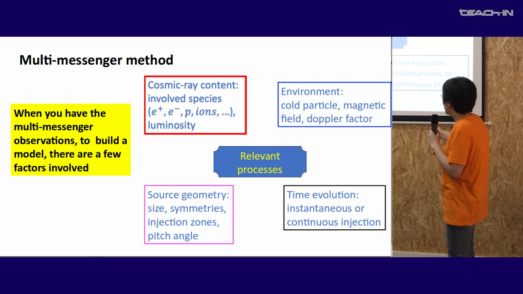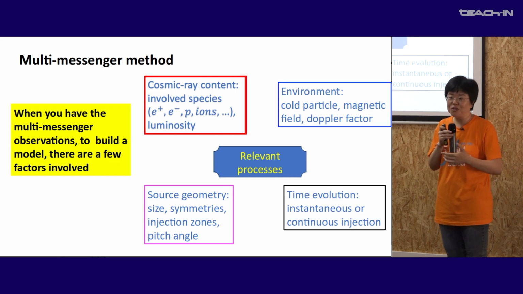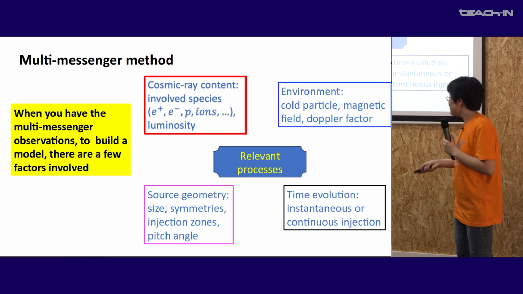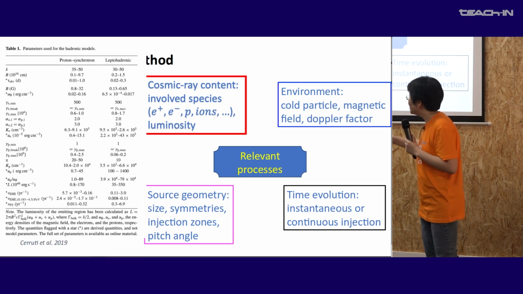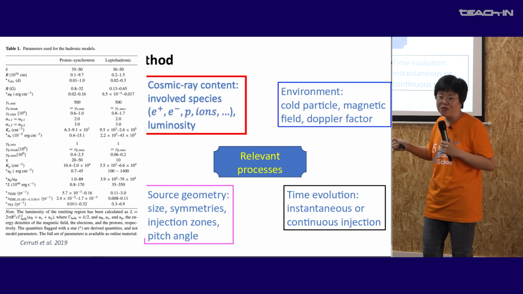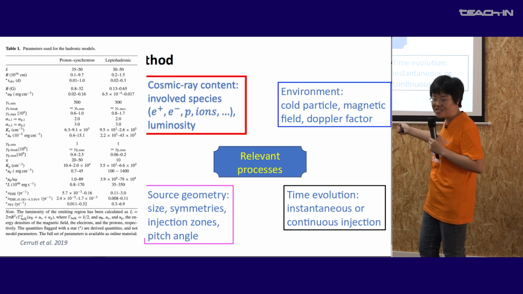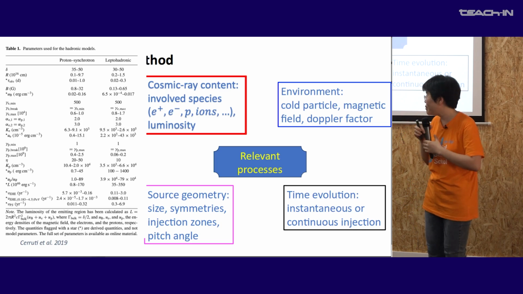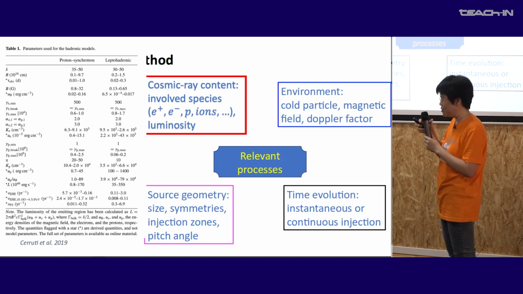So, okay, if you have these four factors and then the relevant processes, then you'll get your output, your observation, let's say, or multi-messenger observation. Okay. So usually you'll see a paper. They give some parameters in a table. Those parameters are for these four factors, and they will introduce how the processes work, blah, blah, blah. And if you are interested, you can take any paper and read how they do the model.